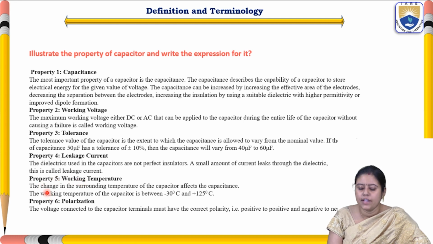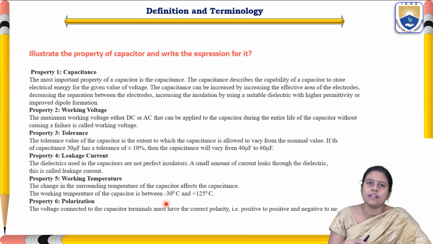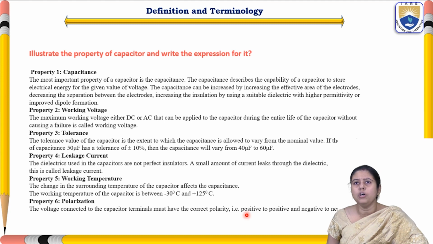Working temperature. A change in the surroundings' temperature affects the capacitance of the capacitor. If we increase or decrease the temperature, the capacitance will change. The working temperature of the capacitor is minus 30 degrees centigrade to 125 degrees centigrade. What is polarization? The capacitor terminals must be connected with the correct polarity, that is, positive to positive and negative to negative.